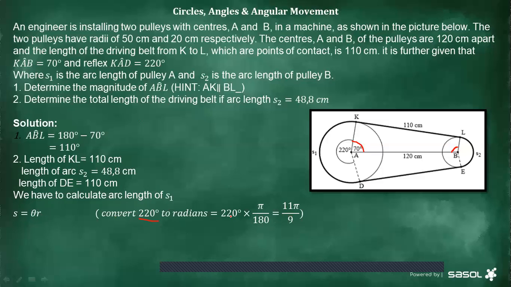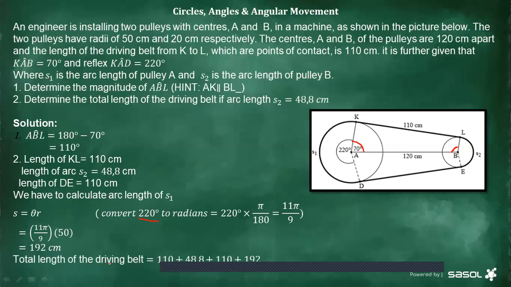And then we substitute, because we are told that the radius of the bigger circle is 50 centimeter, hence we are having 50 there. You just press your calculator, then the answer is 192 centimeter. Now we can add all the sides so that we can determine the total length of the driving belt. Then the answer is 460,8 centimeter. So that's how we should determine the total length of the driving belt.